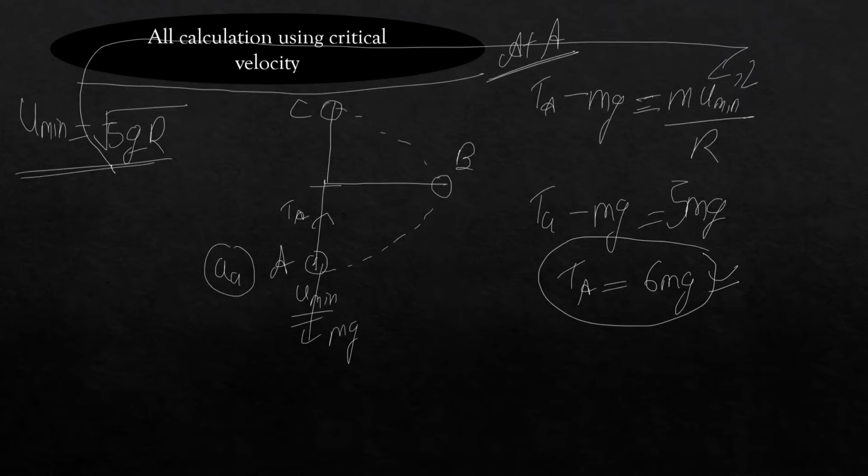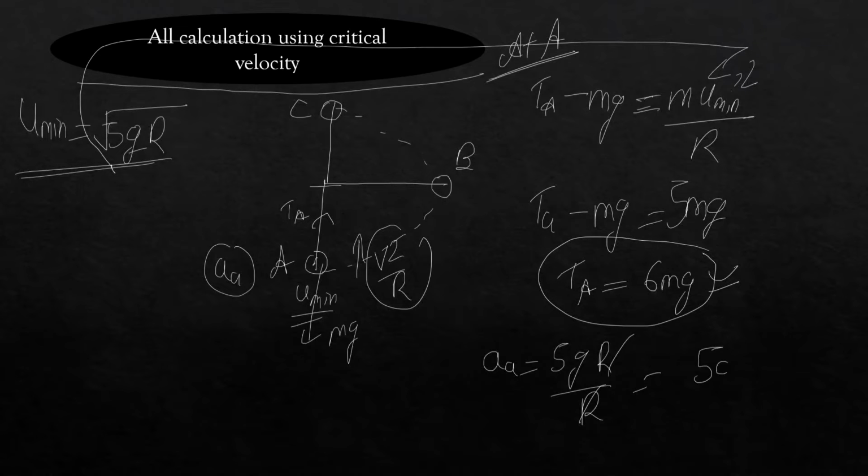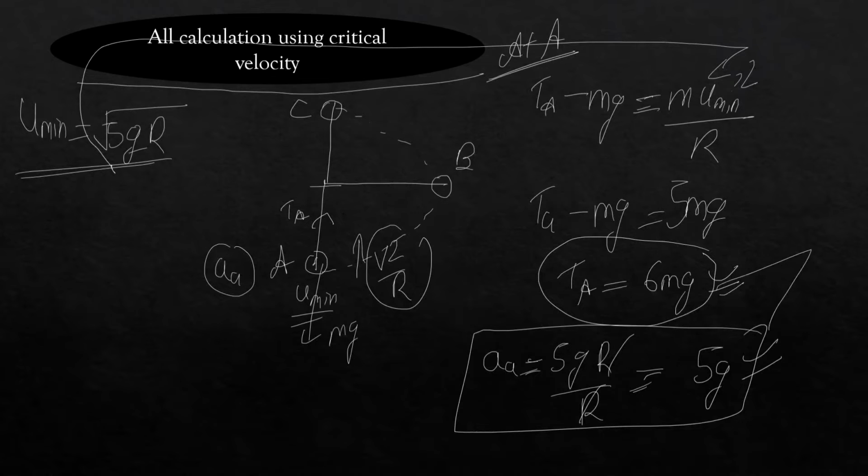Here we also find the acceleration. Acceleration is nothing new. It is only the centripetal acceleration, that is v square upon r. And what is v square upon r? That is 5gr upon r. It means the acceleration is 5g. So we have calculated the acceleration at the lowest point and the tension at the lowest most point. This type of question can also be asked: if the given velocity is the critical velocity, then what is the acceleration at A, and what is the tension at A.